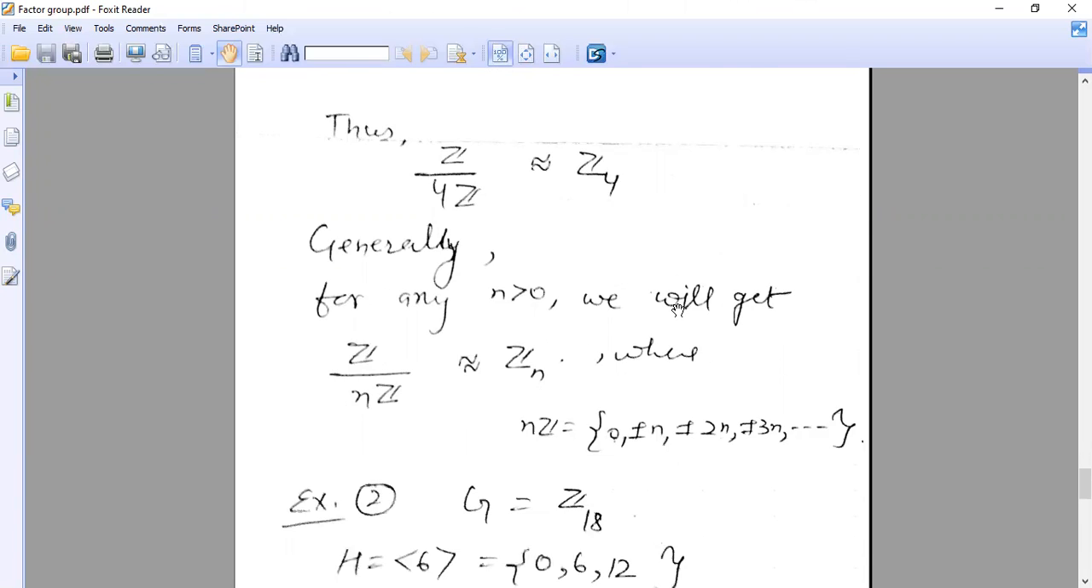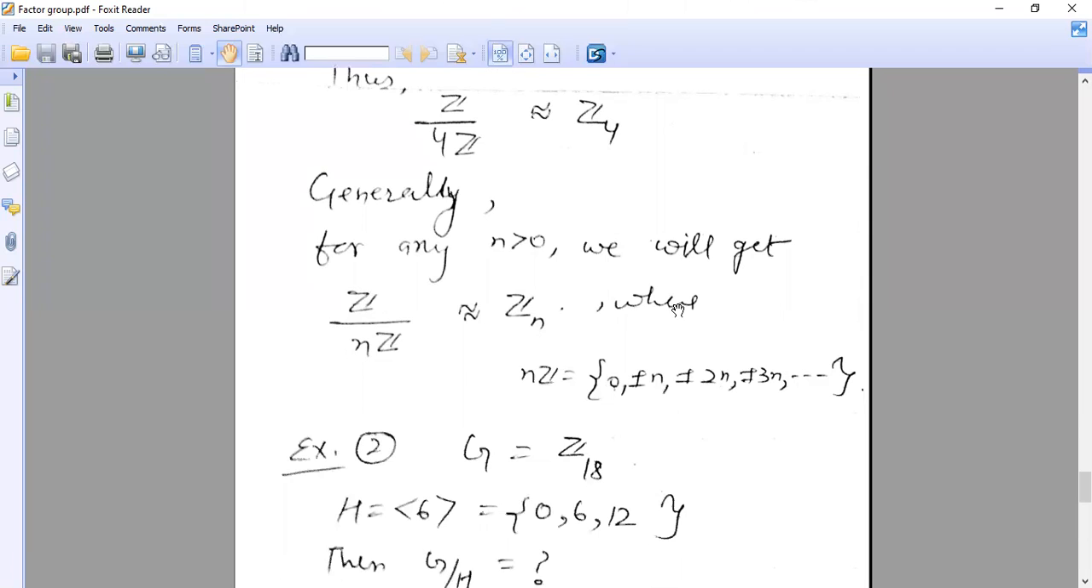So there is a generalization also. You take any nZ, then Z upon nZ, this quotient group, is isomorphic to Zn.